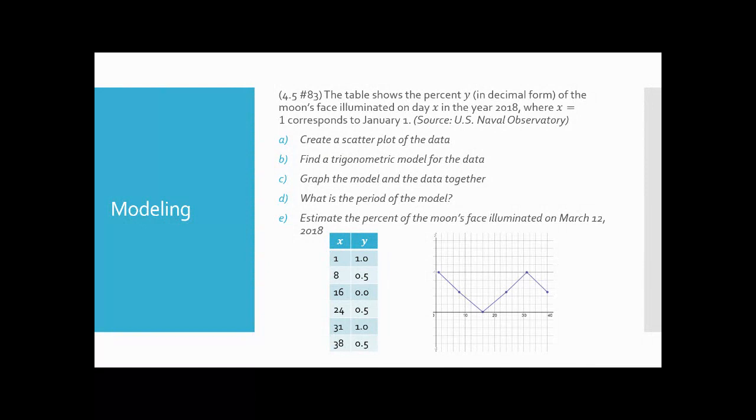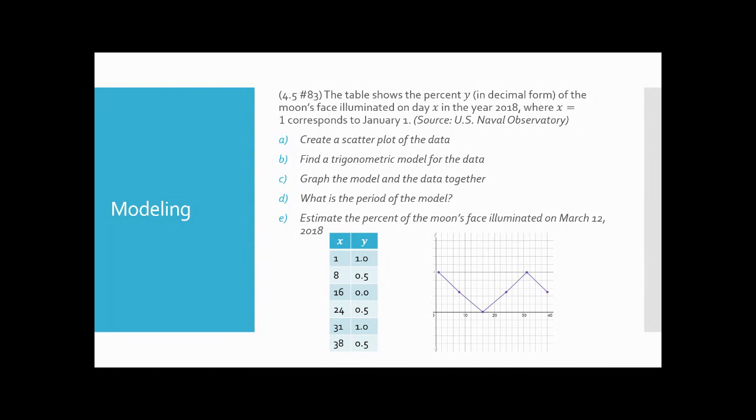So I'm going to demonstrate all of these terms with some modeling. This is actually a problem from the textbook from section 4.5. It's number 83. The table shows the percent y, in decimal form, of the moon's face illuminated on day x in the year 2018, where x equals 1 corresponds to January 1st.